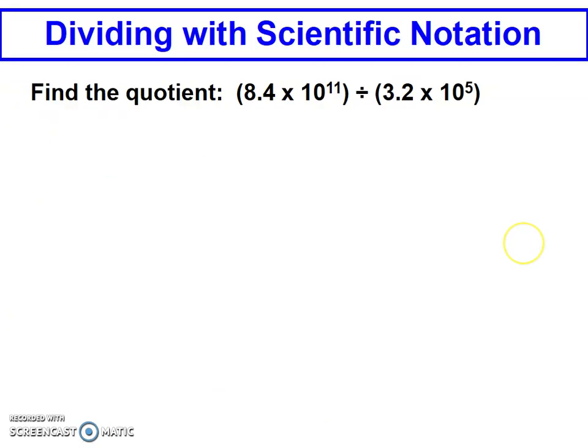Okay, so now that we've done some multiplying, let's take a look at what happens when we divide in scientific notation. So this process is going to be very similar. The difference is going to be what we do with our exponents on our powers of 10.